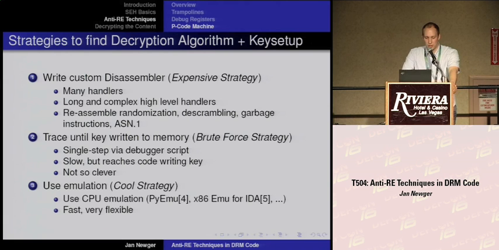So what's the cool strategy? That would probably be to use a CPU emulation like PyEmu or x86emu for IDA to emulate all the instructions involved in the P-code machine. So essentially you would defeat virtualization with virtualization. And this is also a very fast and flexible solution because obviously you can control every aspect due to the emulation.